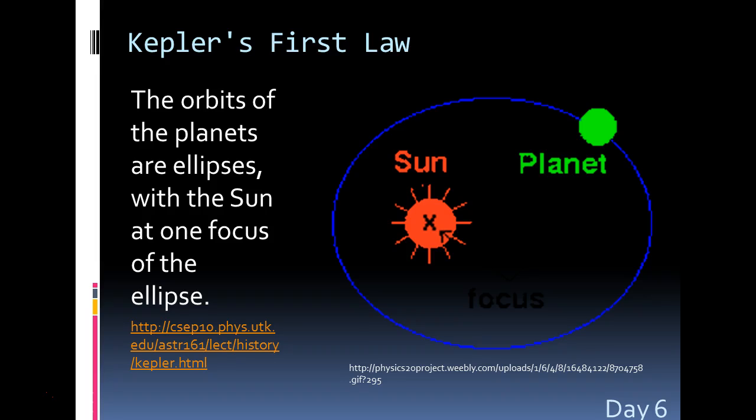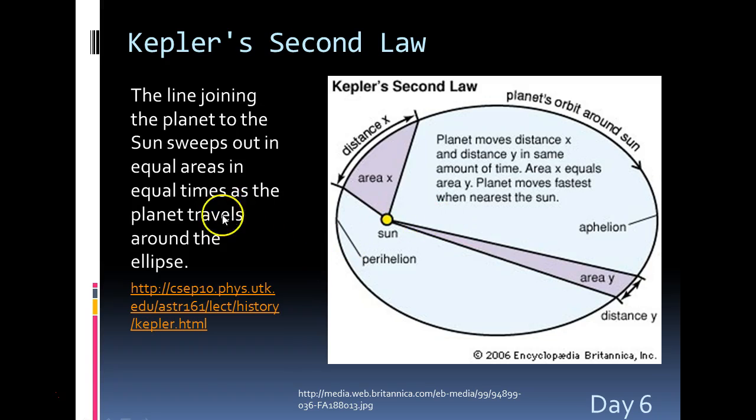On these next slides, I'm going to introduce Kepler's 3 laws. Kepler's first law states that the orbits of the planets are ellipses, with the Sun at one focal point of the ellipse. Kepler's second law states that the line joining the planet to the Sun sweeps out equal areas in equal time as the planet travels around the ellipse. Remember, this PowerPoint is online, so you can go back at any time and review this material.